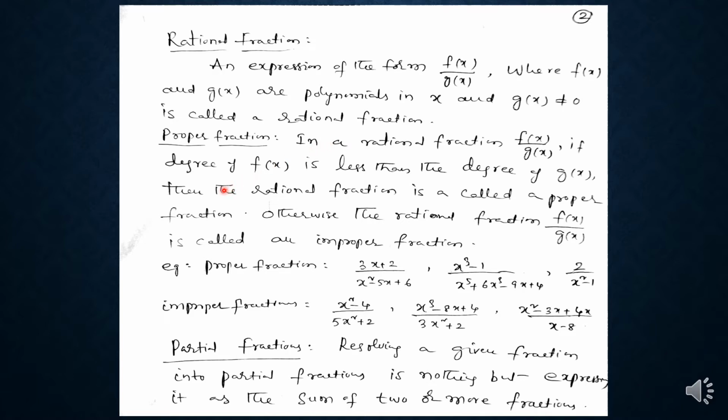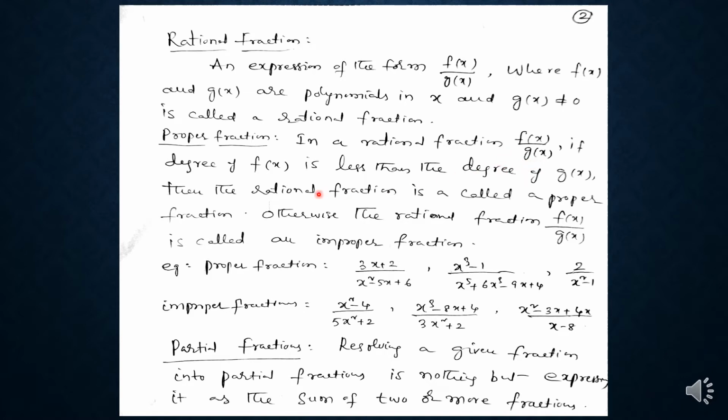Rational fractions are of two types: proper fraction and improper fraction. So what is a proper fraction? In a rational fraction f of x by g of x, f of x is a polynomial and g of x is a polynomial. So we can ask what is the degree of the polynomial f of x and what is the degree of g of x.